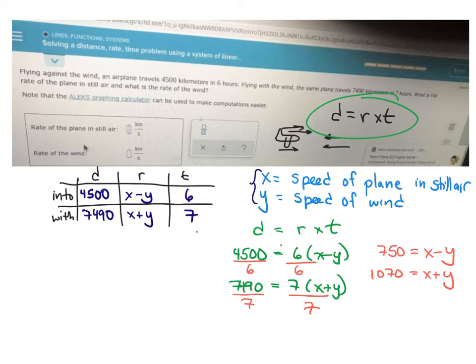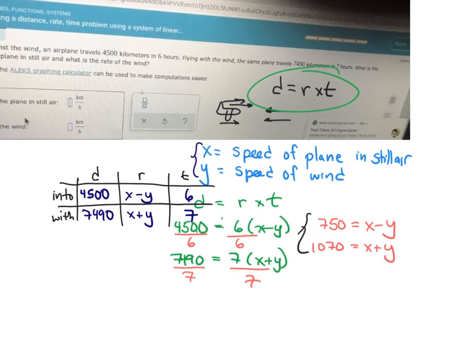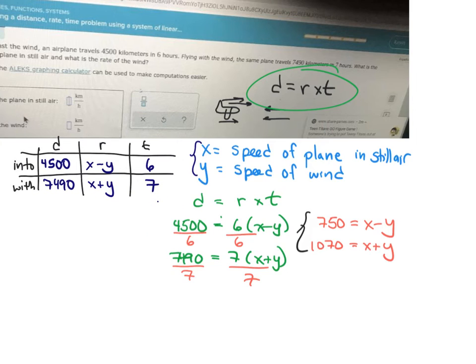So really this problem boils down to solving this system of equations right here. I have to solve for x and for y. There's a couple of different ways we can do this. We can do substitution, we can do elimination. I think the easiest way is probably substitution because you can use it on more problems. So I'm going to take the first equation and get one variable by itself. I'm going to get the x by itself. So x would be 750 plus y, because I'm just adding y to both sides to move this y over there. That gets x by itself.